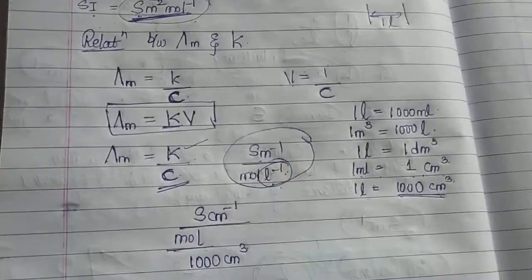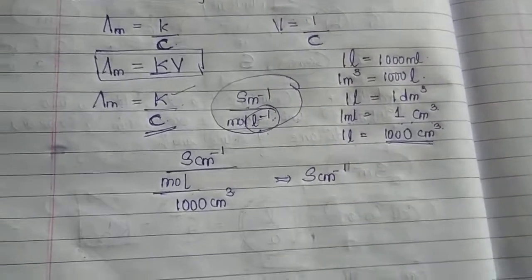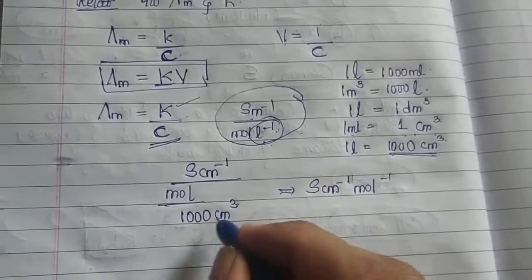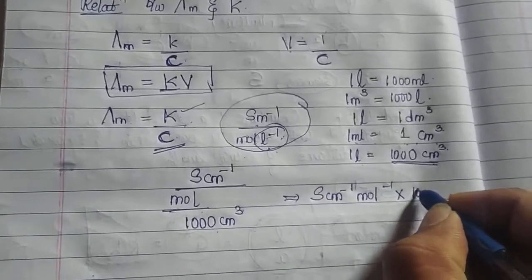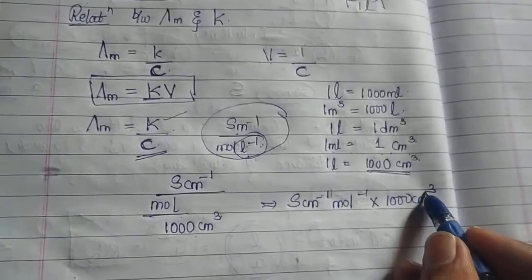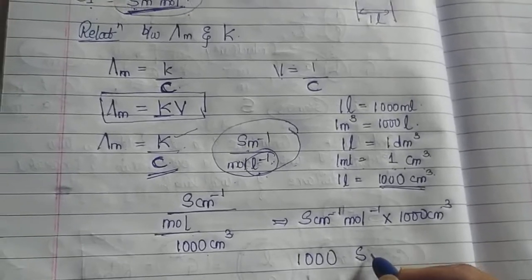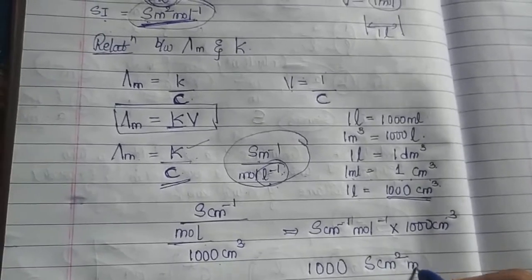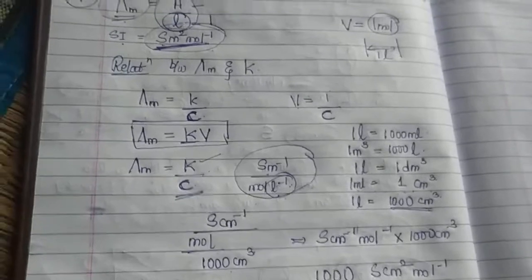So overall you will be having Siemens per centimeter per mole. This one in the denominator will go to the numerator, into 1000 centimeter cube. So minus 1 plus 3. So I could write whatever you have obtained as 1000 Siemens centimeter square per mole. Are you able to understand?